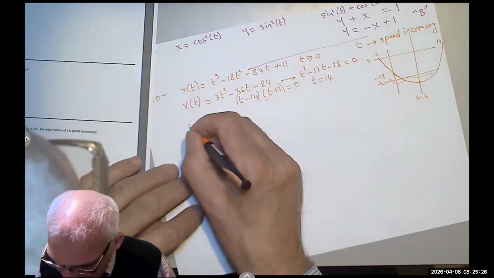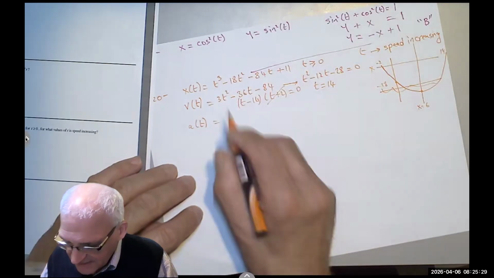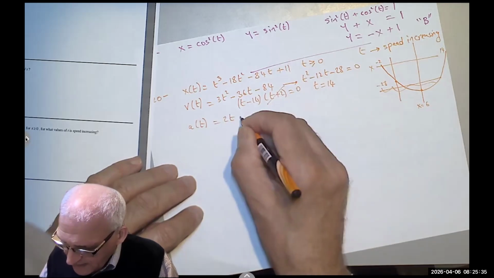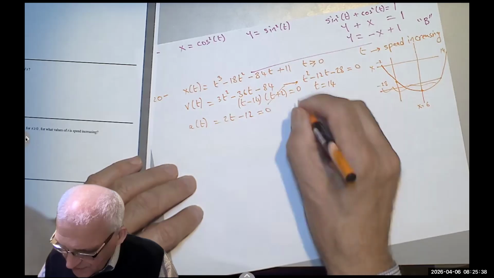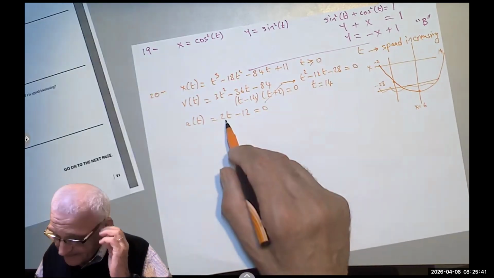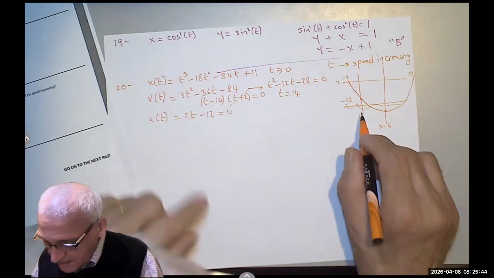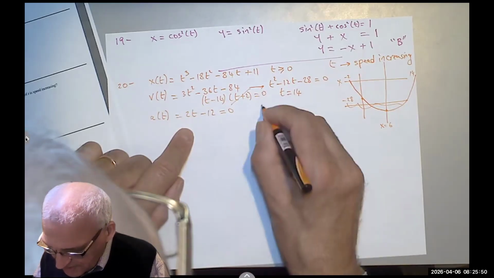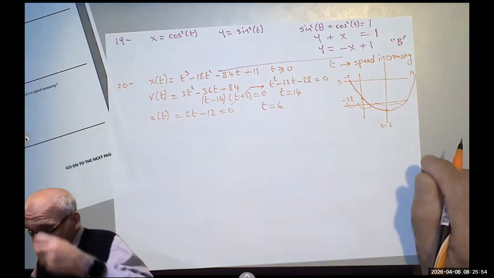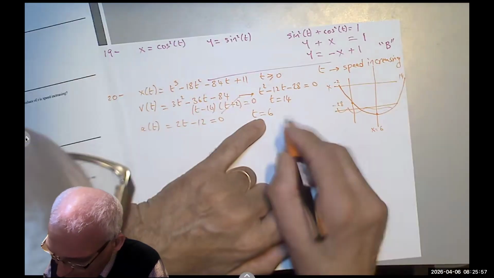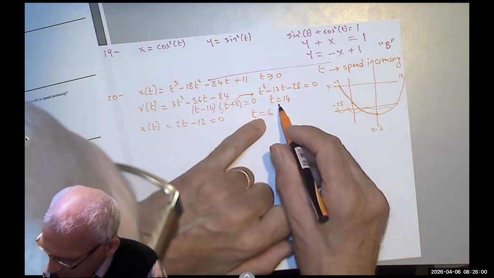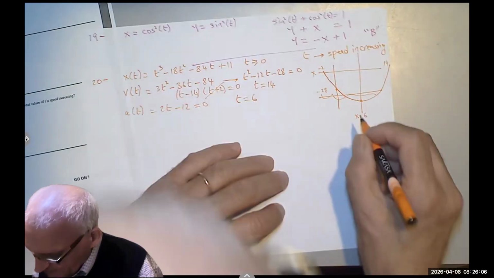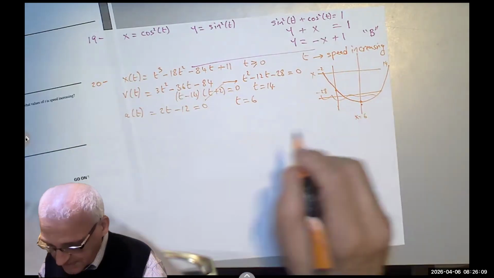so we have to find the acceleration of t, which is x double dot of t, which in this case you can use it here. 2t minus 12, you equate it to 0, and you see that t equals 6. Okay, so now let's look at from 0 to 6.